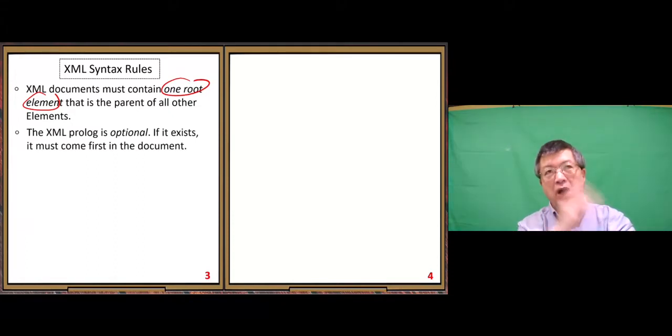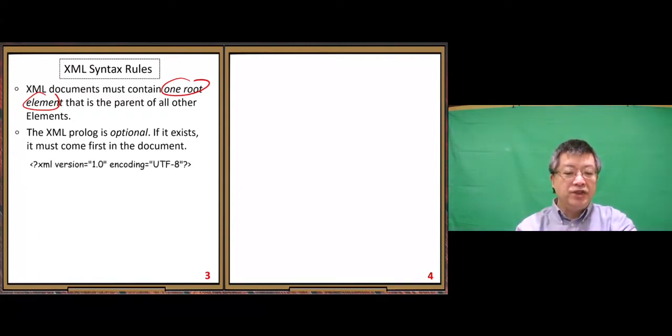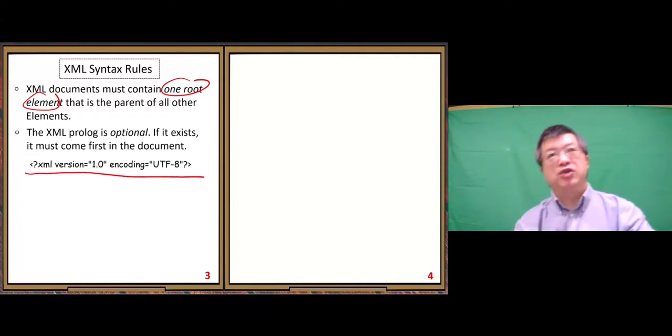Then prologue, the special name for the top line. The XML prologue is optional. You do not have to include it, but usually people include that. Okay? If it exists, it must come first in the document. This is that special line, prologue.